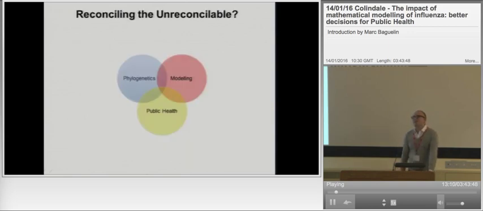So, as far as I can see it, really the focus of this particular talk lies at the interface between three different areas that are very often found paired two by two, but very rarely all together. And these are phylogenetics, so sequence analysis, modeling, mathematical modeling, whatever definition you want to give that term, and then clearly, as Mark mentioned, the kind of impact this may have on public health, and so studies designed to actually inform decision making.